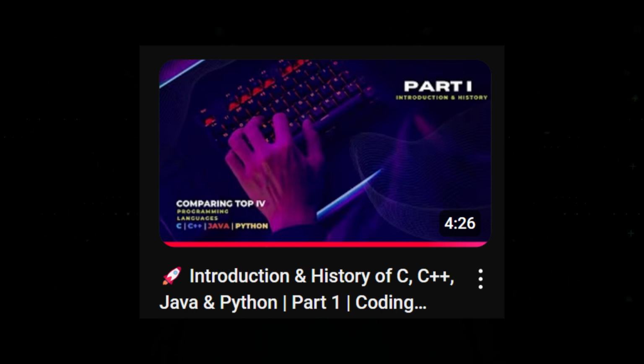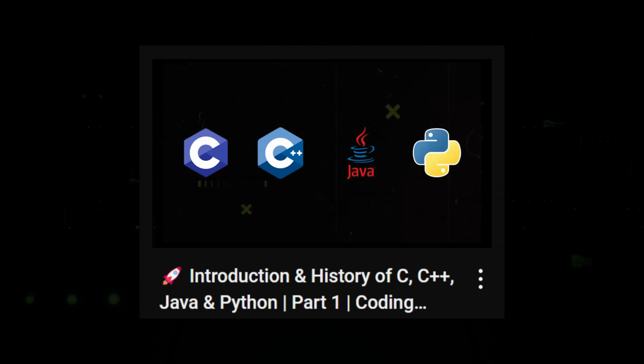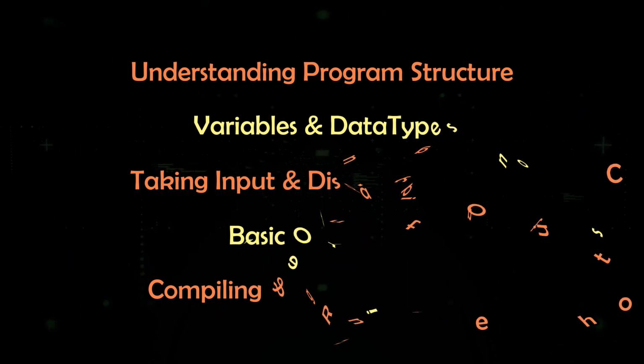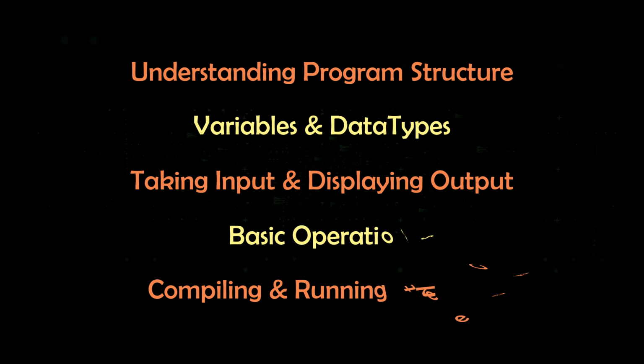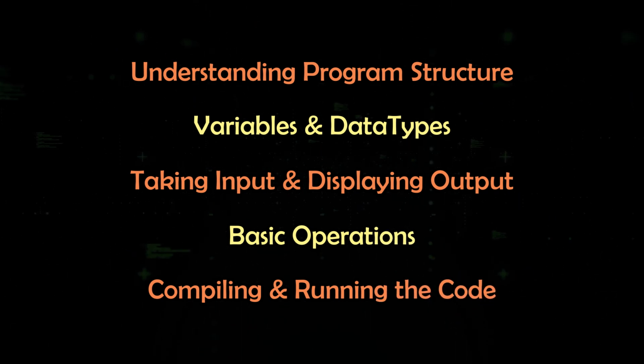In the last video, we introduced 4 powerful programming languages: C, C++, Java, and Python. In this video, we are going with 5 beginner topics to understand those languages: understanding program structure, variables and data types, taking input and displaying output, basic operations, compiling and running the code.